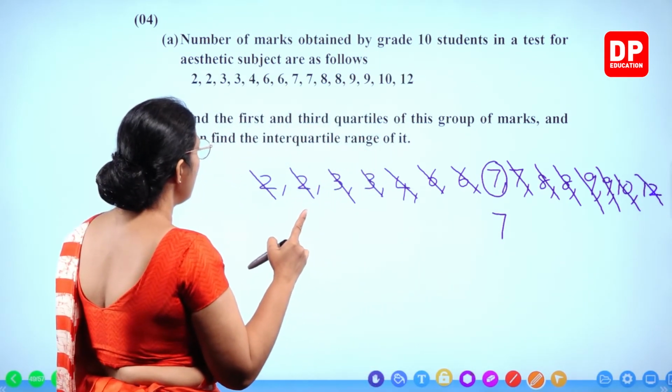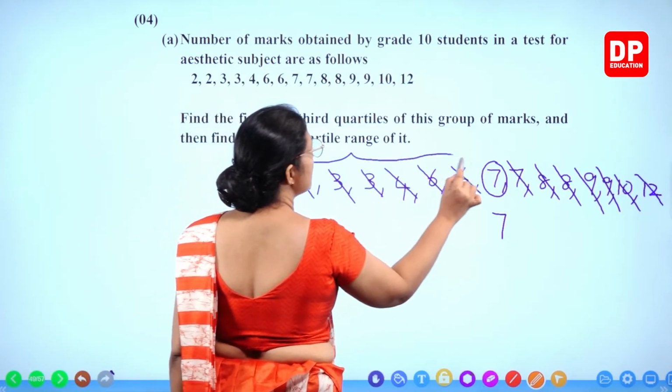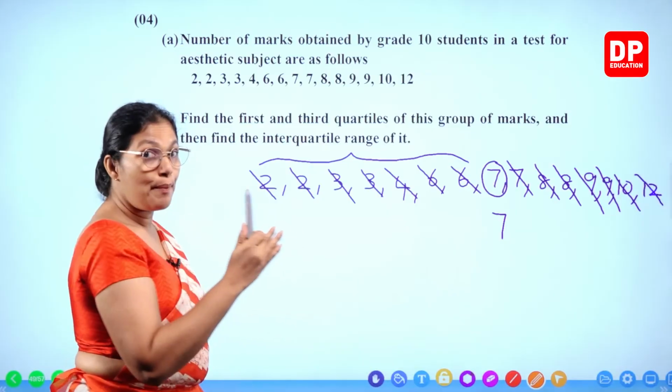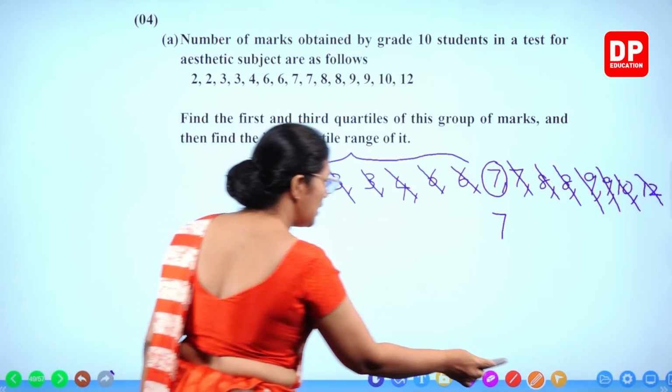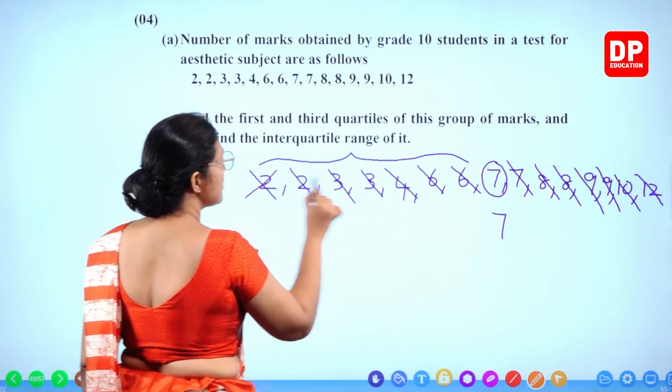Then how do you find the first quartile? You take the first set before the median and then cross out the corner ones again. So I can do it like this from here.